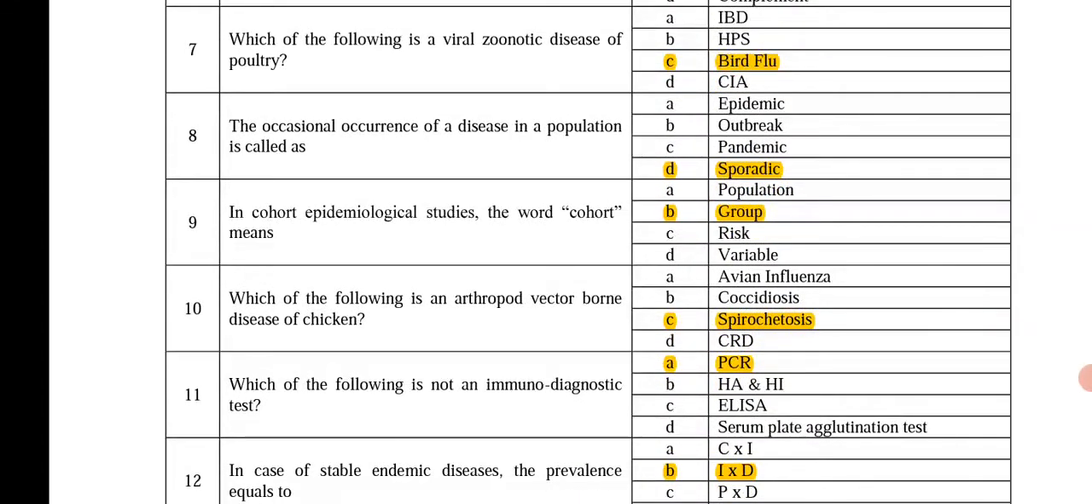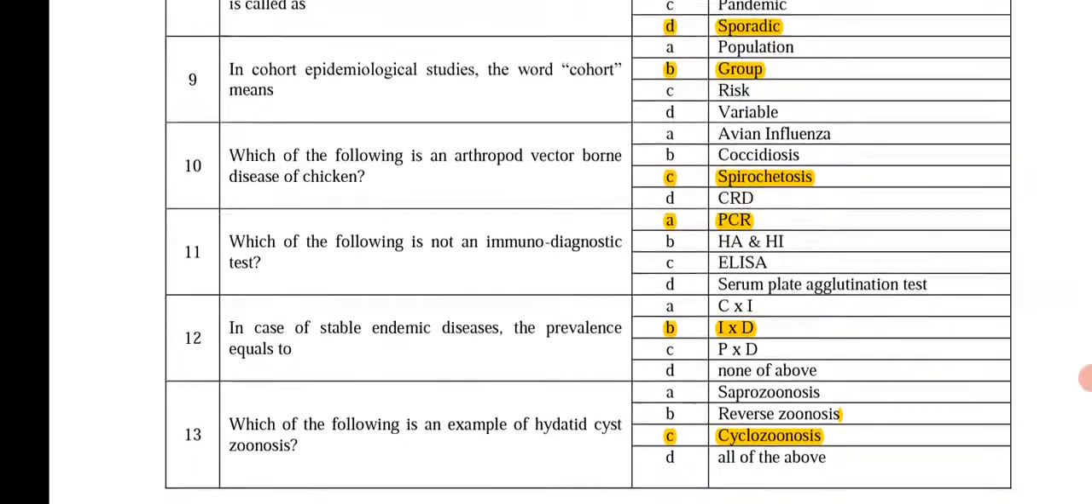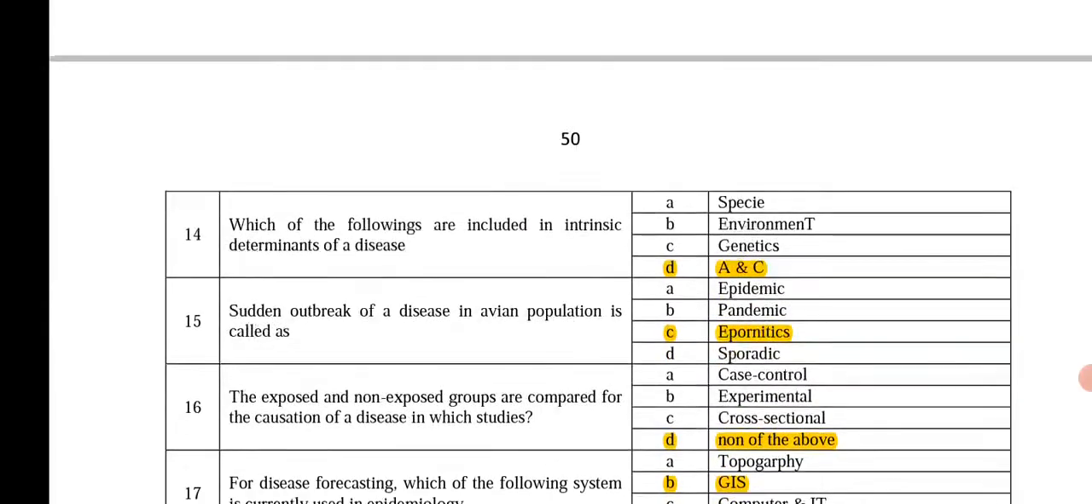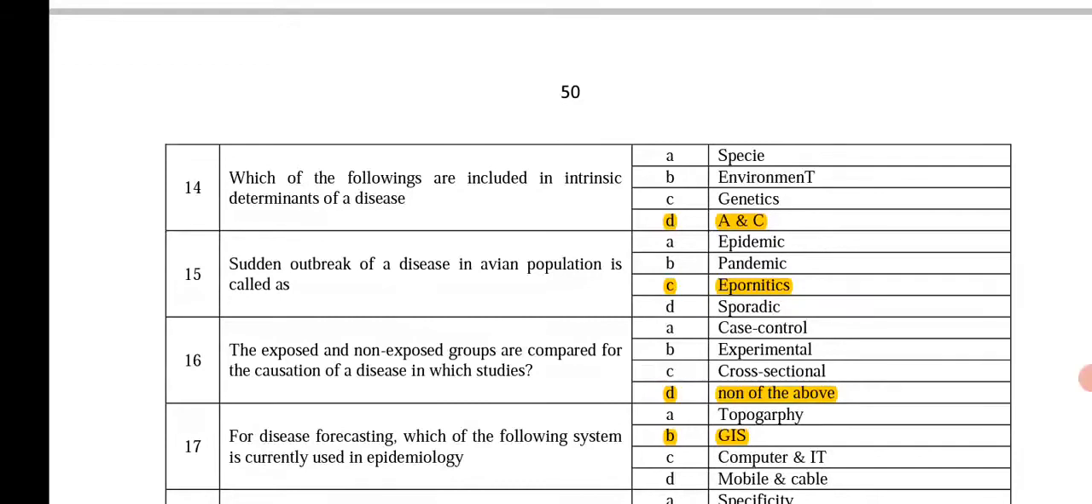Which of the following is an arthropod-borne disease of chickens? Pyrogetosis. Which of the following is a non-immunodiagnostic test? PCR. In case of stable endemic disease, the prevalence equals I cross D. Which of the following is an example of hydatid cyst zoonosis? Cyclozoonosis. Which of the following are included in intrinsic determinants of disease? A and C.